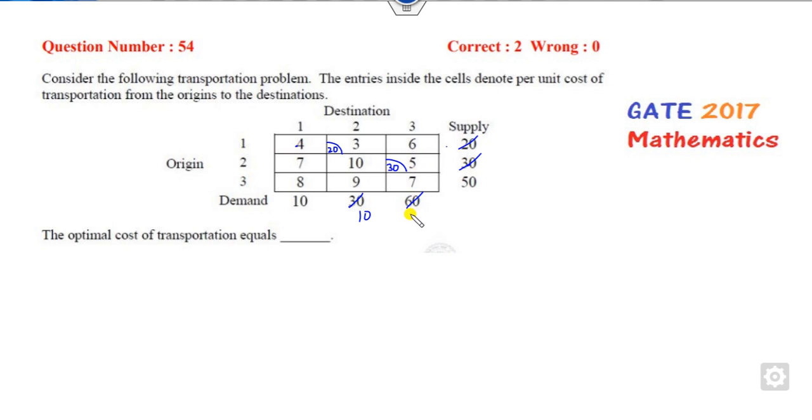So it is a 30. Remaining is here. Next numbers are 7 and 7. You can take this number as, say, 30. It is 20, it is already cancelled. So this is 10 here and 10 here. Fine. Now you have to find the optimal solution.